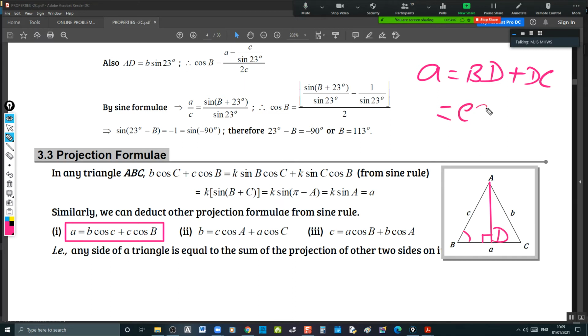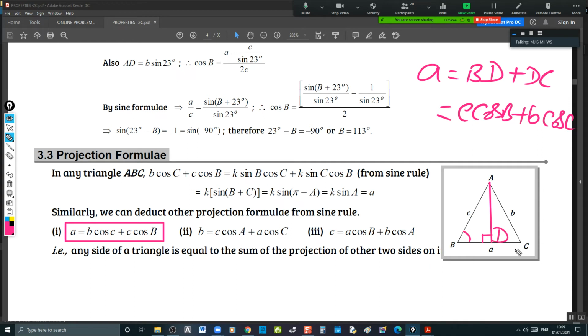Similarly, take this DC here. Cos C is nothing but DC by b. So what is DC? b cos C. Done, please. It is done. So small a is equal to b cos C plus c cos B. Within 2 steps I have shown it. Very simple. Why is it said to be the projection rule? You will drop a perpendicular from A onto the side. That is why it is said to be the projection rule.